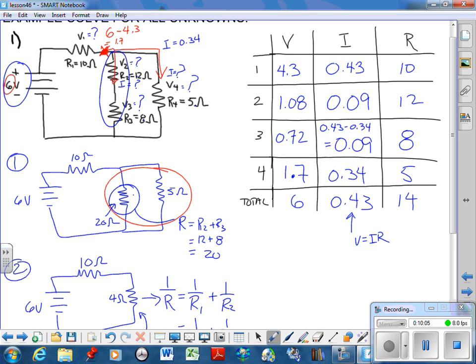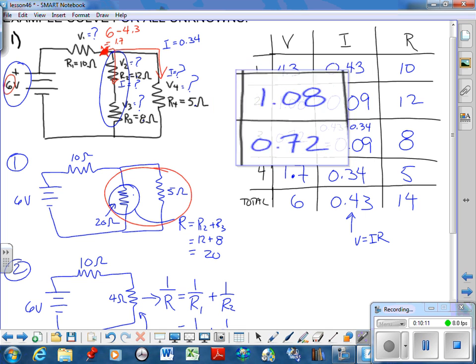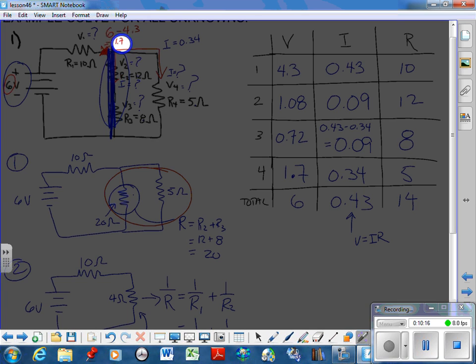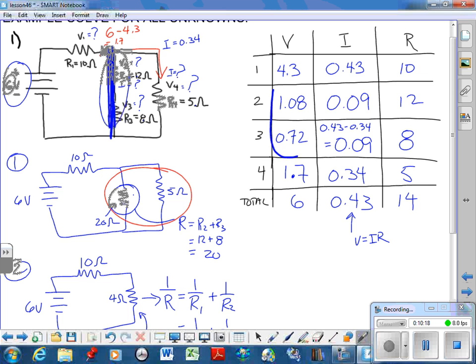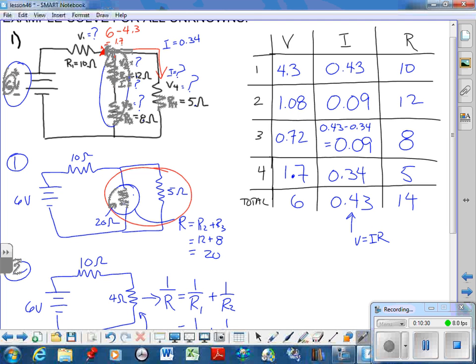All right, if I was to add these two together, because on 2 and 3, going this direction through those two resistors, I had to eat a total of 1.7. So if you do 1.08 plus 0.72, you end up with, it's going to be a little higher, 1.8. So rounding throws you off a little bit, but that would give you your total value. And this chart is now filled, so now you have all your information.